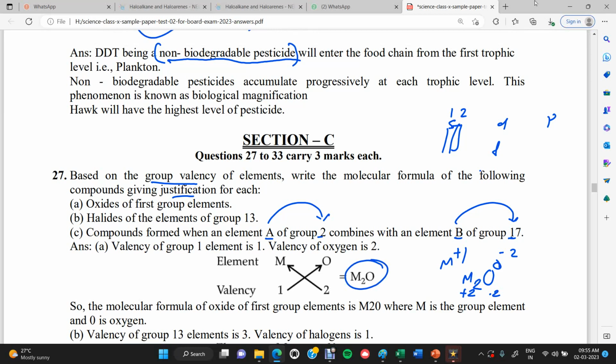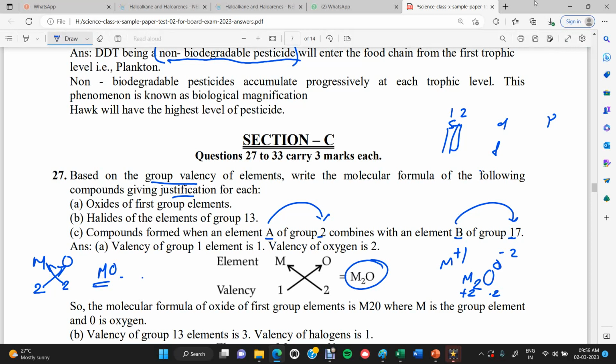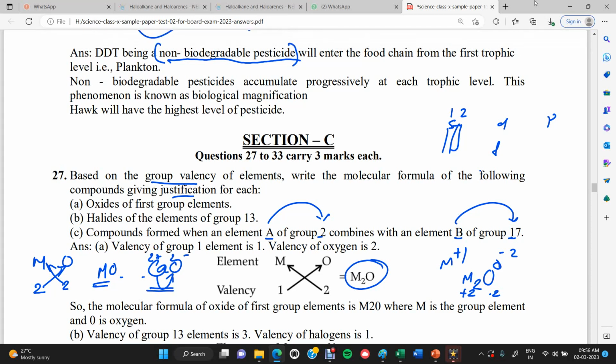Shall we guess the formula for second group elements? The valency of second group is 2, and the valency of oxygen also is 2. So we can cancel the 2, and it can be written as MO, where M is a metal, a second group element, whatever it may be, and O is oxygen. Let us take an example of calcium, a second group element, CaO. The calcium gives 2 electrons and the oxygen accepts 2 electrons. So Ca2+ and O2-, this is CaO. This is the oxide formula for second group elements.